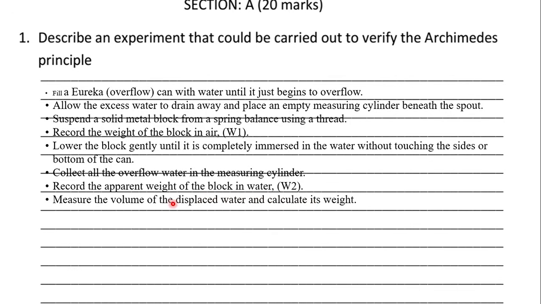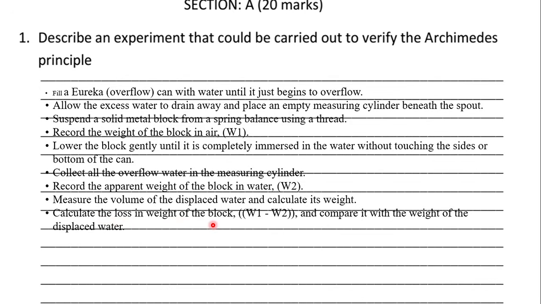So we shall rely on the volume measured and the density of water. Remember, the mass of water is its density multiplied by its volume. The volume is measured by the measuring cylinder, and the density is already known. The density of water is 1,000 kilograms per cubic meter. Or if your volume is in cubic centimeters, then you use a density of 1 gram per cubic centimeter to find the mass. Once you find the mass, multiply by 10, and it will give you the weight of the displaced water.